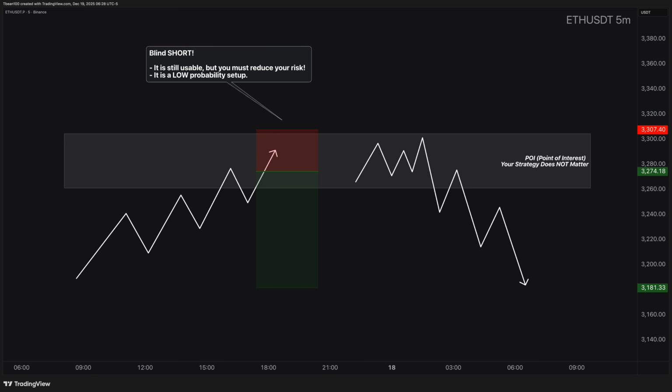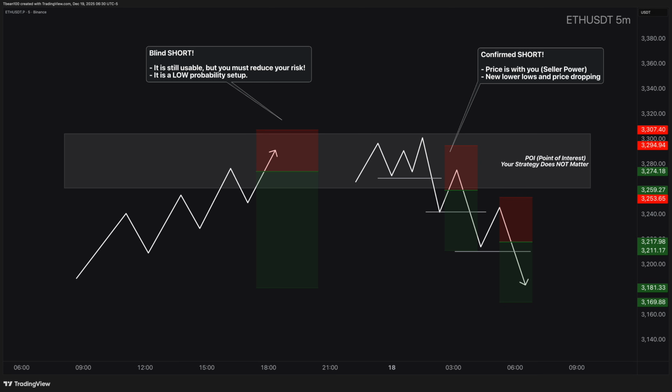So a better approach is usually to use lower time frame structure and trend for confirmation. For example, inside the POI area, if I see price keep making new lower lows and then start to break down aggressively, that tells me that sellers are taking the control now. The selling pressure shows real seller power, and now I can look for short trades with much higher confirmation. In this case, we can call it a confirmed short instead of a blind short.